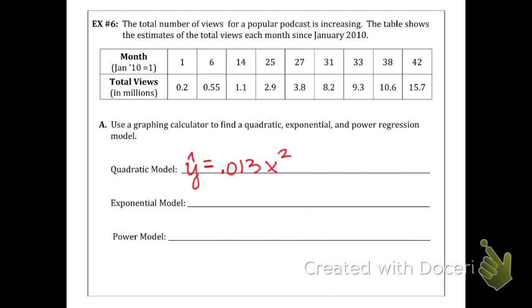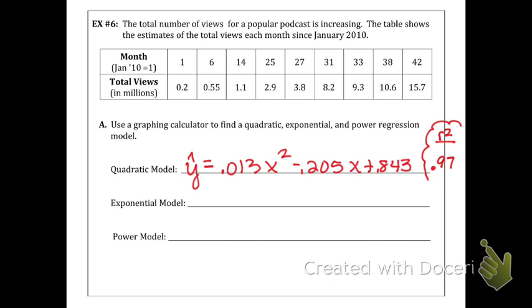And so when I do this, I get the equation 0.013x squared minus 0.205x plus 0.843. And I'm going to come over here and I'm going to put the r squared value. And so the r squared value here is about 0.97.